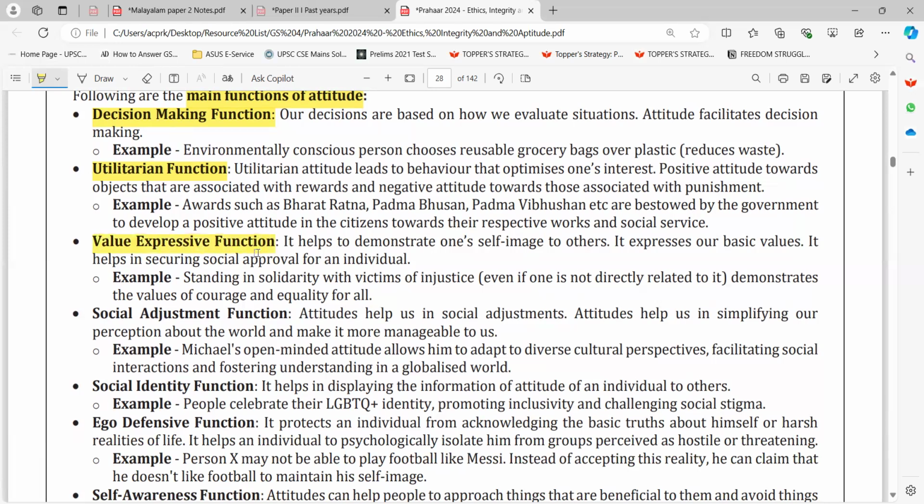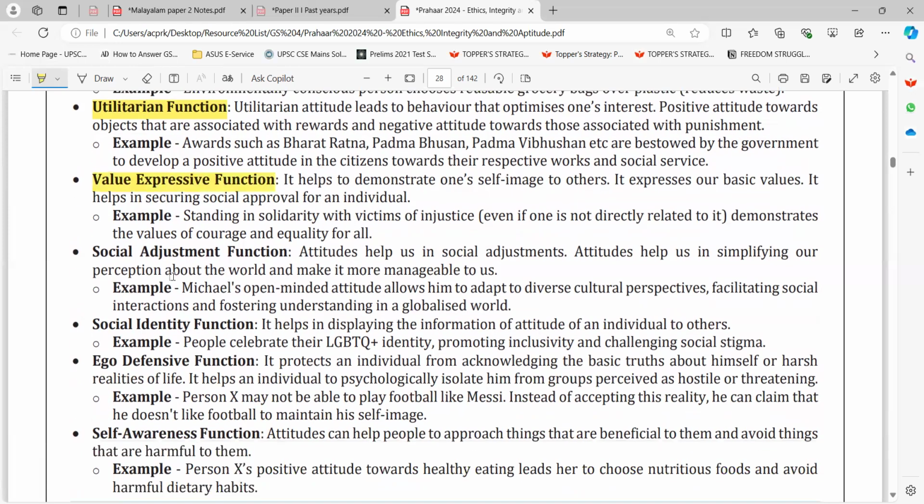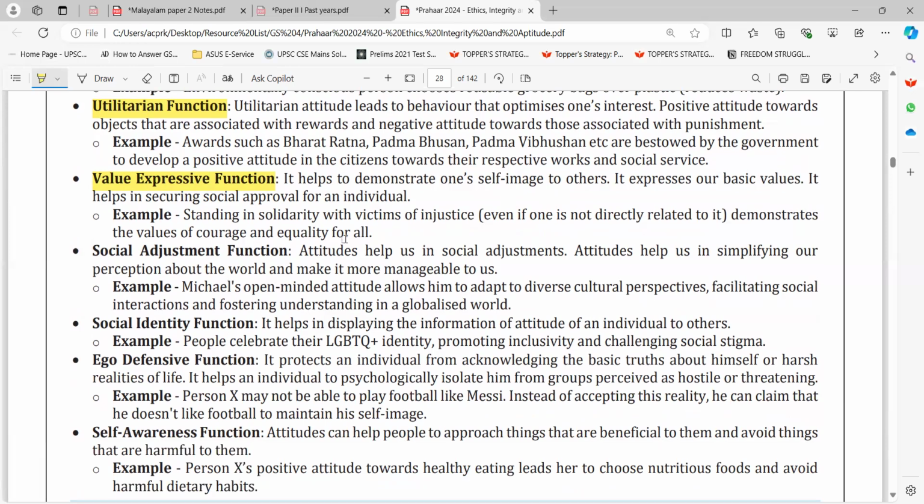Value expressive function. It helps to demonstrate one's self-image to others. It expresses our basic values. It helps in securing social approval for an individual. Example, standing in solidarity with victims of injustice, even if one is not directly related to it, demonstrates the values of courage and equality for all.